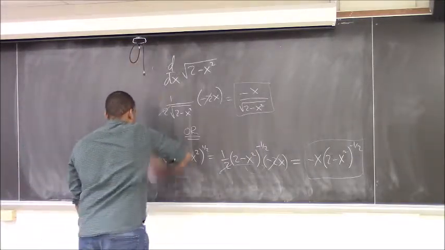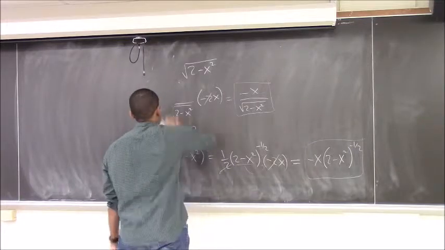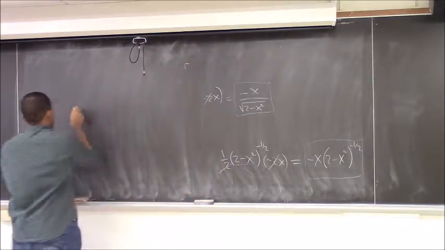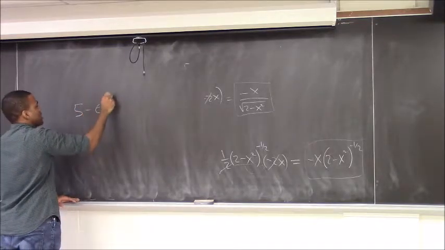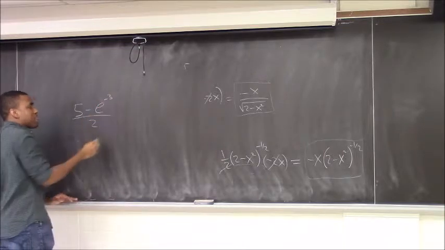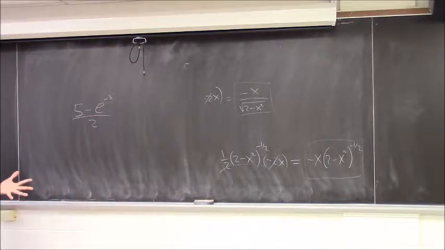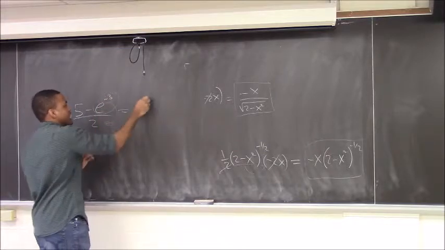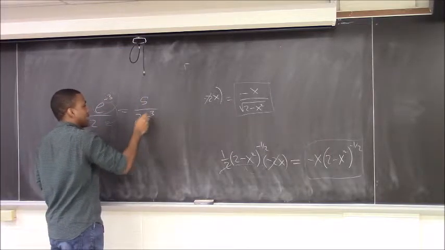Which kind of reminds me, that was something that happened in the test. I don't know if I mentioned this. But in the test there was an answer that was similar to 5 minus e to the minus 3 over 2 or something similar. And seeing that negative power freaked some people out till they had to get rid of it. They literally just said, okay, let's just take this guy and move it underneath. And so it became this.